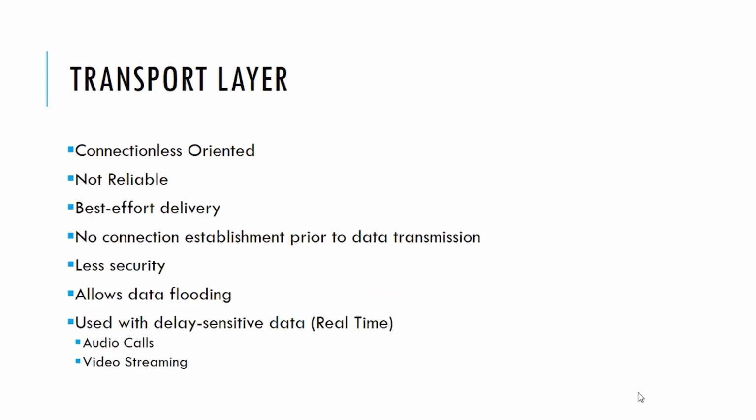The transport layer can establish a connection in another mode that is called connectionless. This is a non-reliable connection. This connection depends on best effort delivery between the sender and the receiver. There is no connection establishment prior to data transmission. It is less secure because it does not guarantee loss recovery or the reordering of data if received out of order. It sometimes allows for data flooding, for sending big chunks of data over the network, causing it to be saturated with unwanted traffic.